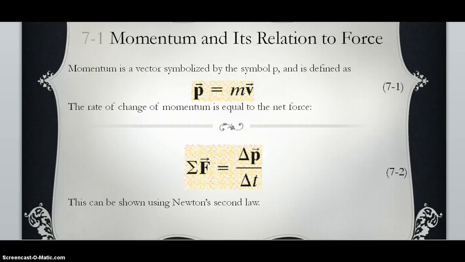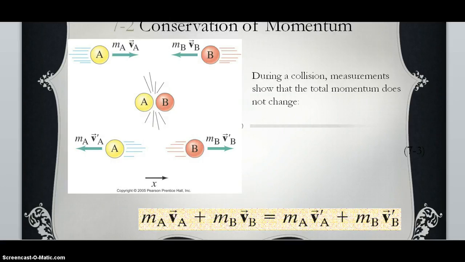When talking about momentum and its relation to force, momentum is symbolized by P, defined as mass times velocity. The rate of change in momentum is equal to the net force, which can be shown using Newton's second law. Net force is equal to mass times acceleration. Normally during a collision, the measurements show that the total momentum does not change. So you look at the mass of your first object plus the mass of your second object as well as their velocities, and they should equal the mass and the velocities after the collision.